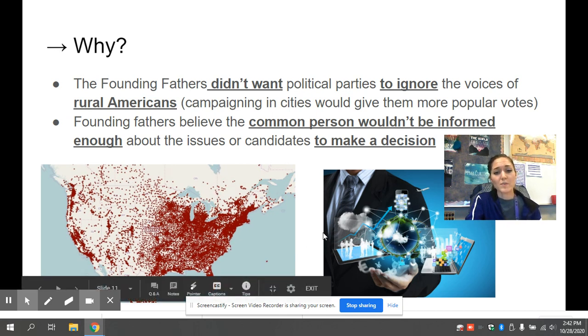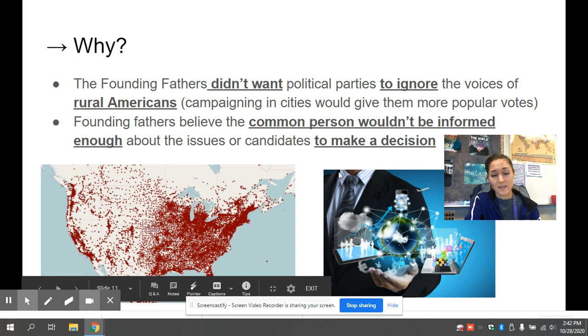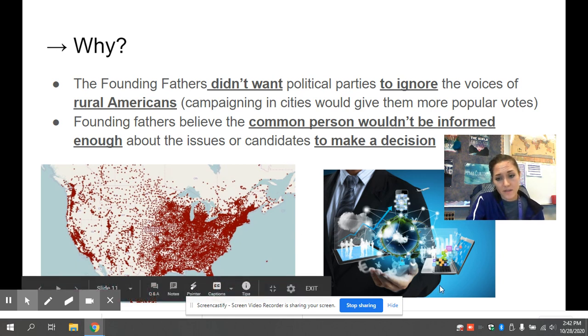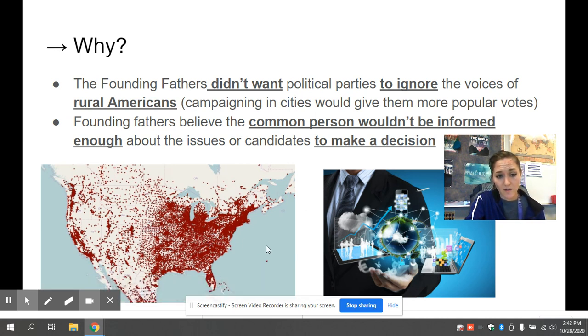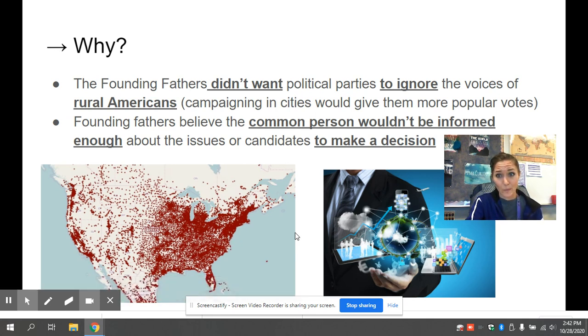The founding fathers also believed the common person wouldn't be informed enough about the issues or the candidates to make a decision. Now, this is kind of insulting to us today because we're like, what, you think we're stupid, founding fathers? But we have access to a lot more information, almost instantly. With the internet and stuff like that, we can look up those different candidates and know what's going on. Back in the day, though, they obviously didn't have the internet and information was a lot harder to get. They didn't even have newspapers readily available in a lot of those different areas. And a lot of the time, the majority of Americans didn't even know who the candidates were, like who was running for president.